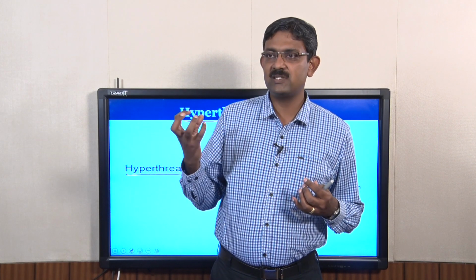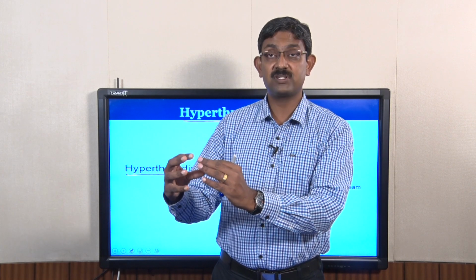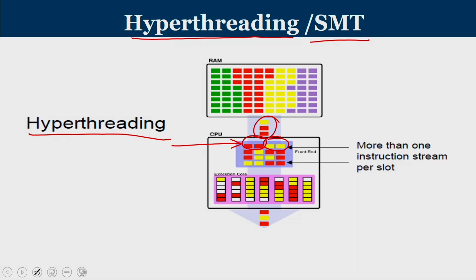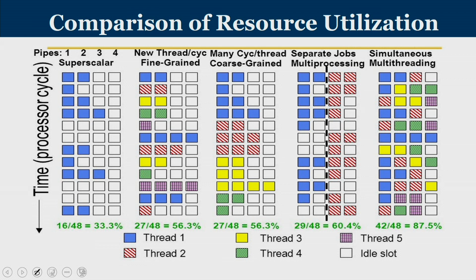Can I bring 2 instructions from A? Can I bring 2 instructions from B? Mix them together and issue them together, such that if I look at my functional units at any given point of time, they consist of instructions from A as well as instructions from B. This hybrid mixing is known as hyper-threading, and it is one of the most popular technologies used in almost all the latest processors that we use in our laptops or desktop PCs. That is all about hyper-threading.